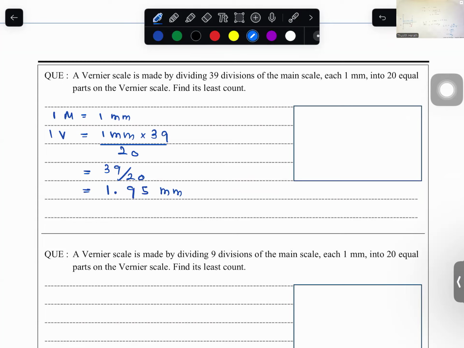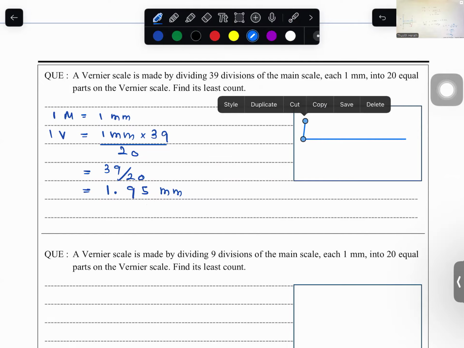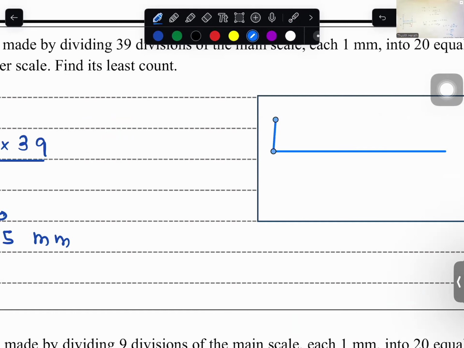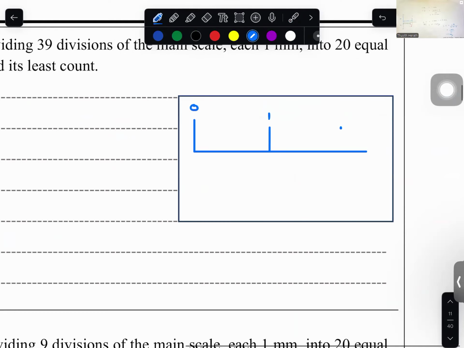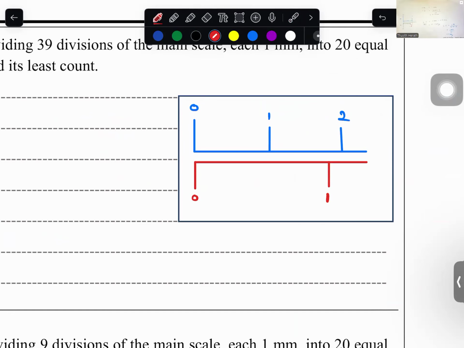Draw the diagram. Here also you can see that the vernier scale division is larger than a main scale division. So you have to go for 2 main scale divisions. Also, this is again the extended vernier. 0, 1, 2. In the vernier scale, it should be here, right? The first line of the vernier scale should be here.